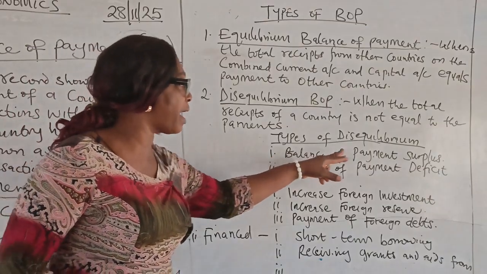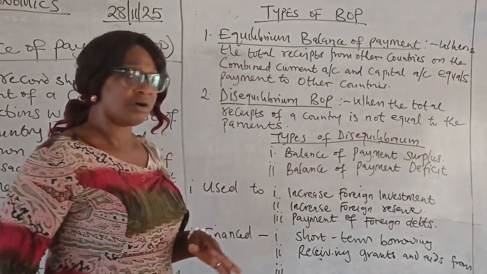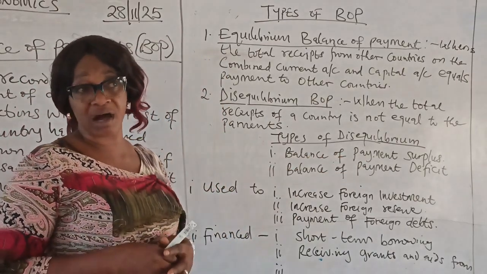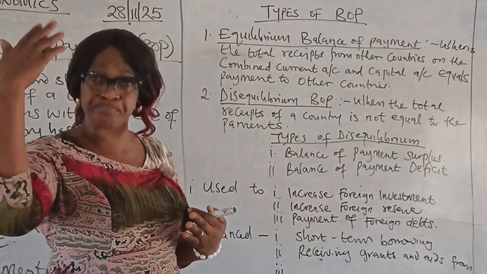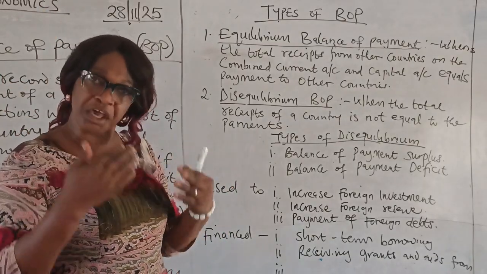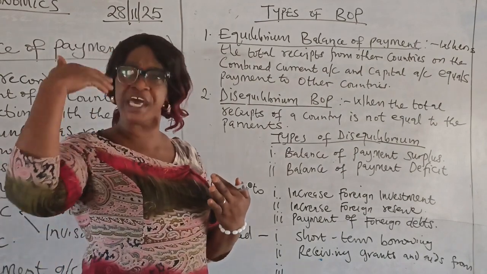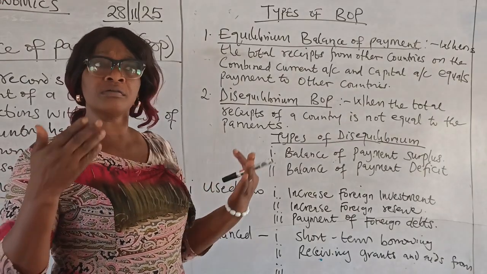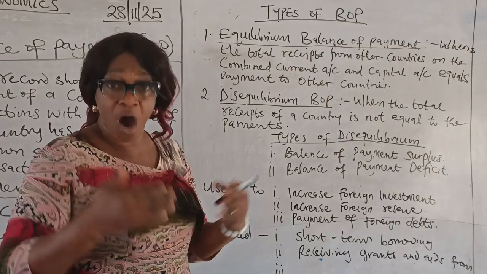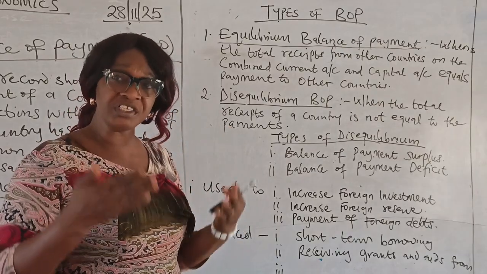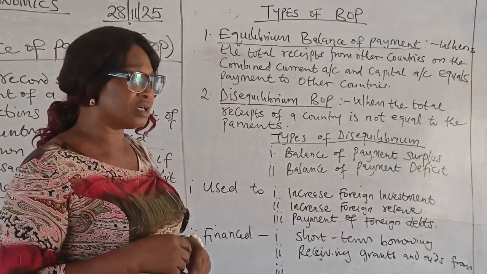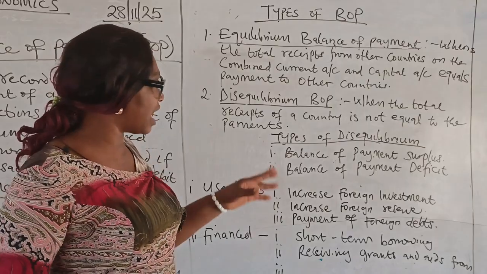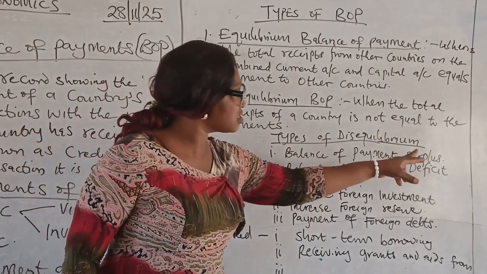Then what is balance of payment surplus? From the name, of course, balance of payment surplus is telling us about when a country's export is more than its import, meaning that a country keeps on exporting to other countries of the world. The result of it will be what? More money. We will receive foreign exchange. We will receive more money. Meaning that when our export is more than our import, that is balance of payment surplus.